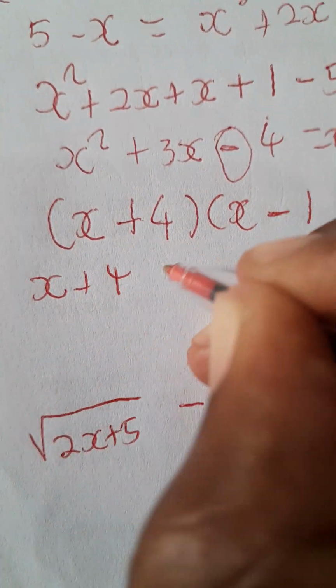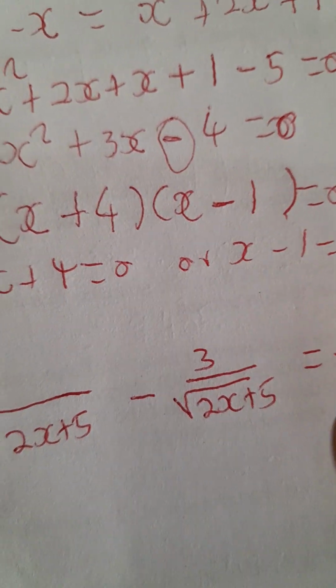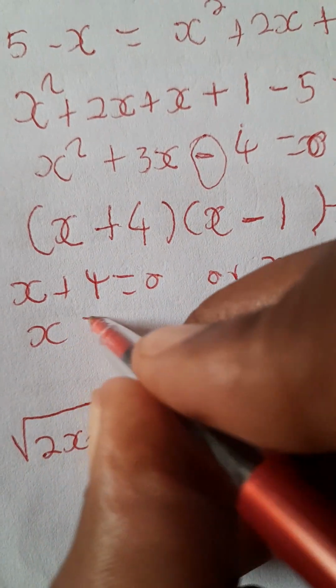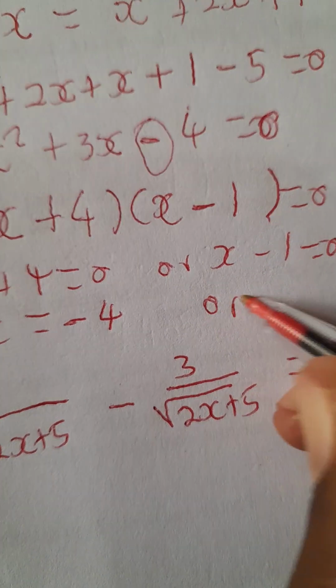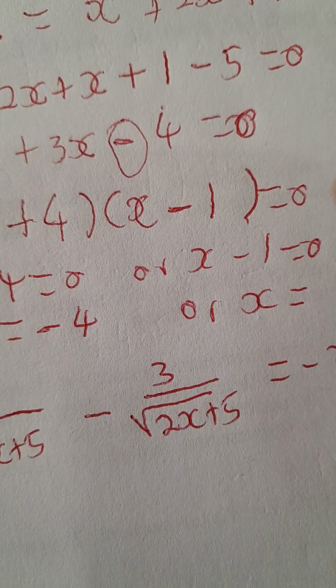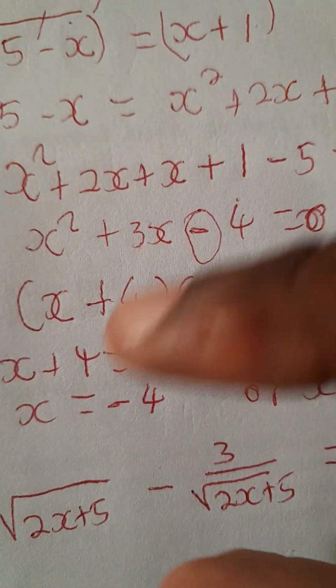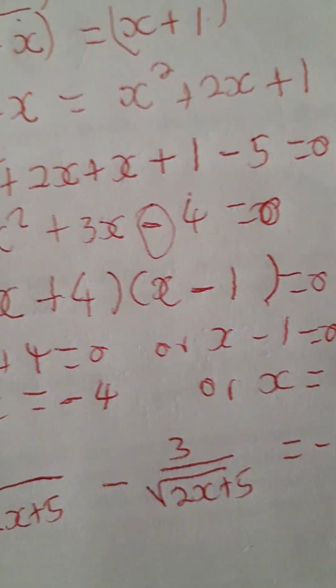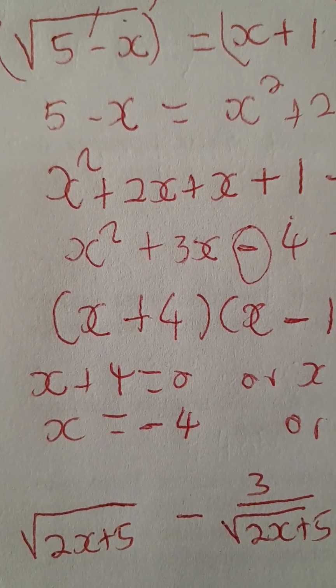x plus 4 equated to 0, or x minus 1 equated to 0. So making x the subject, take 4 to the other side, it will change the sign, becomes negative. Since 1 is negative, it will become positive. Okay, then the last part here, guys, you need to check for validation. So to check for validation, this is what you should do.